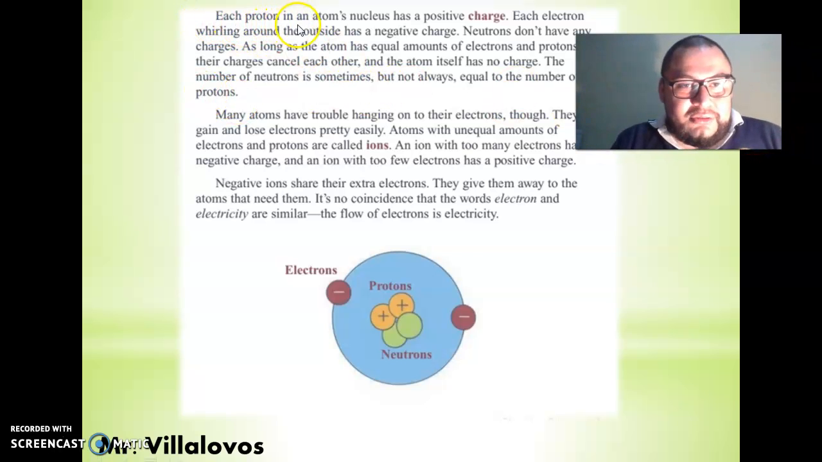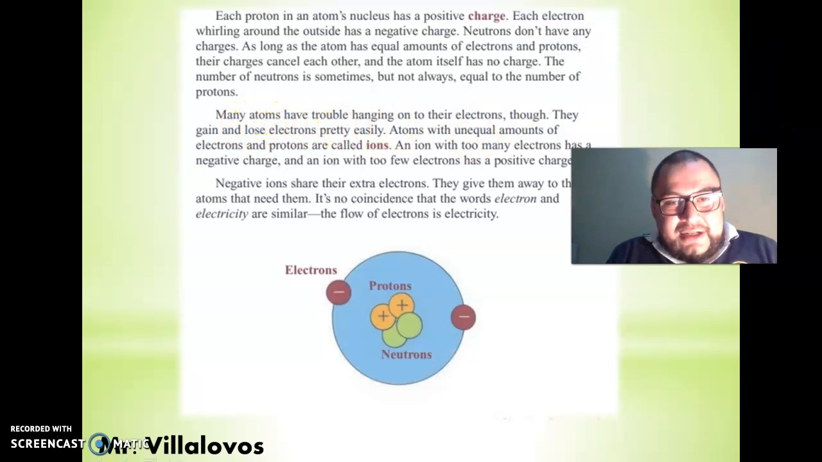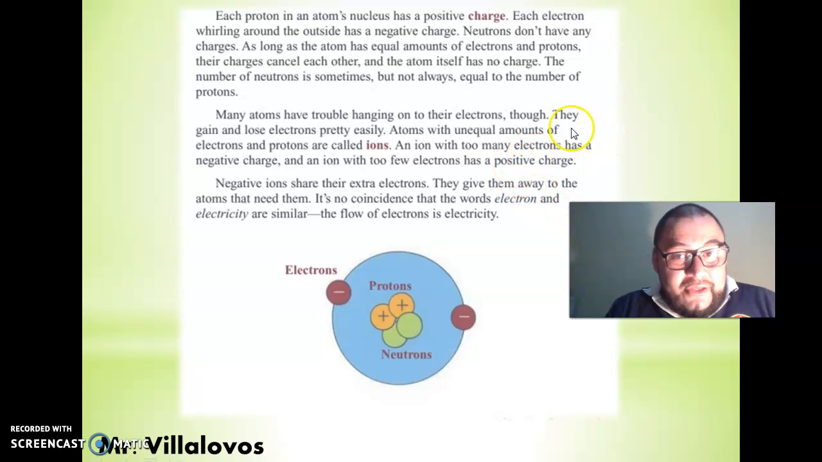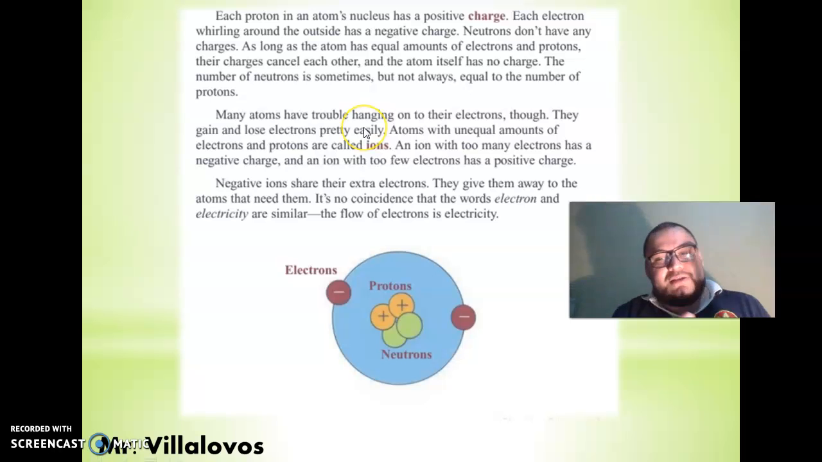Each proton in an atom's nucleus has a positive charge. Look, I'm reading this, and you're going to read. Many atoms have trouble hanging on to their electrons. They gain and lose electrons pretty easily. Atoms with an unequal amount of electrons and protons are called ions. When it's not the same number, we have ions. And we have a problem.